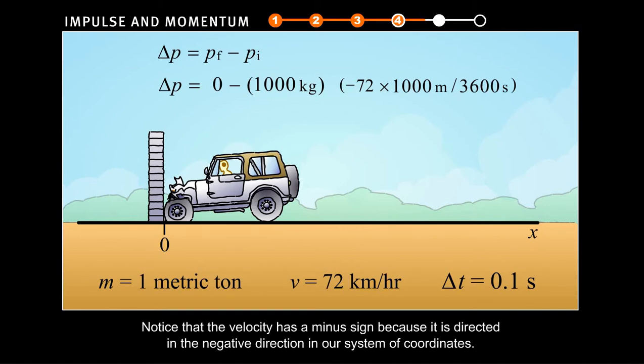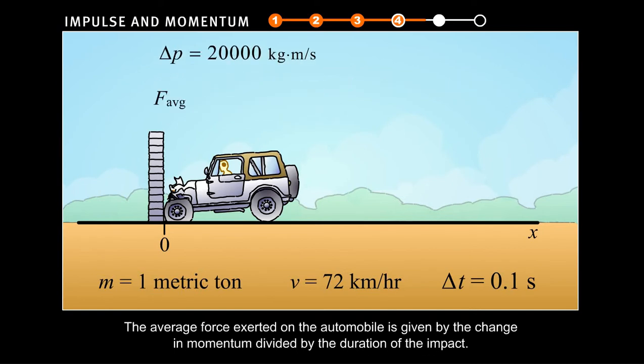Notice that the velocity has a minus sign because it is directed in the negative direction in our system of coordinates. The average force exerted on the automobile is given by the change in momentum divided by the duration of the impact.